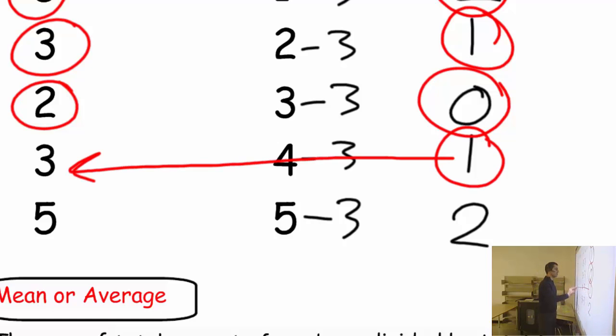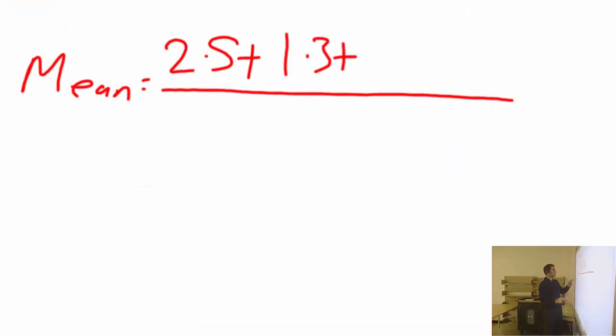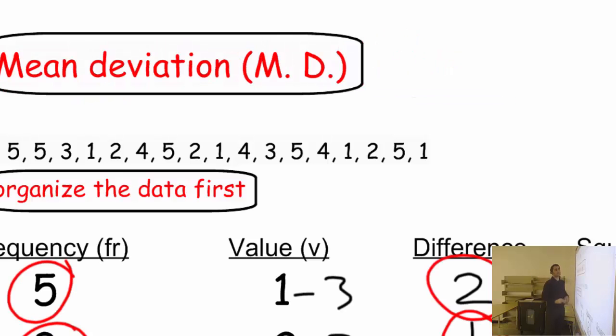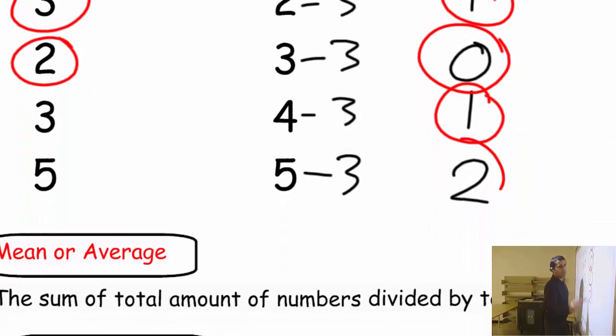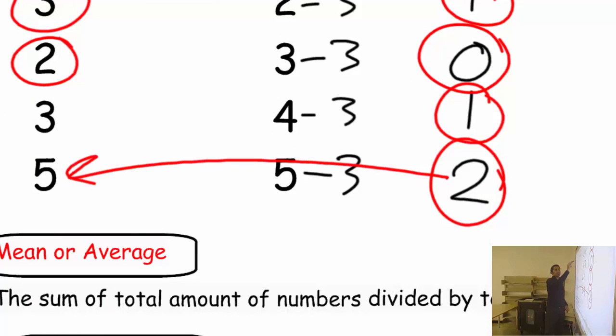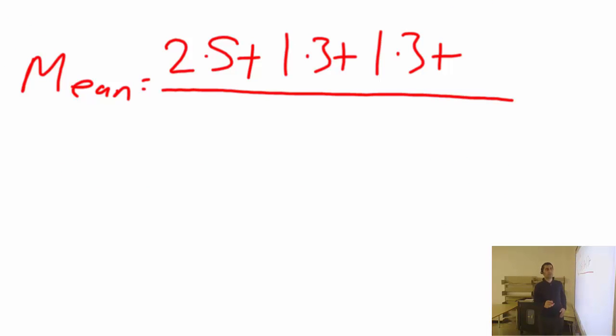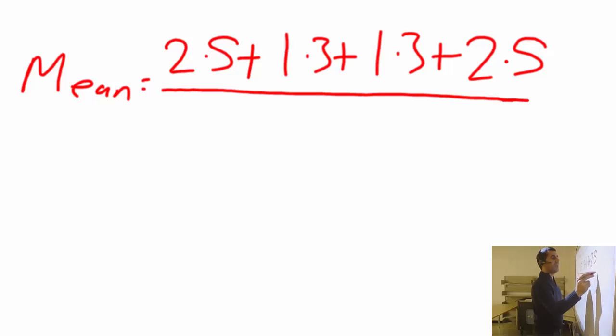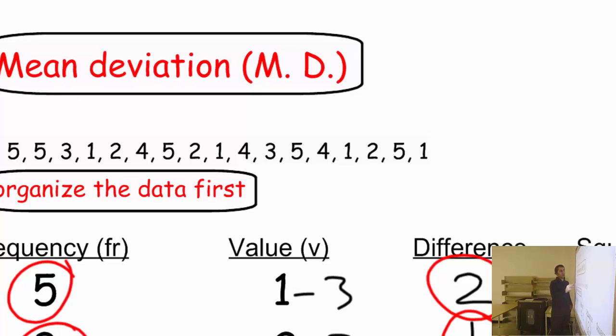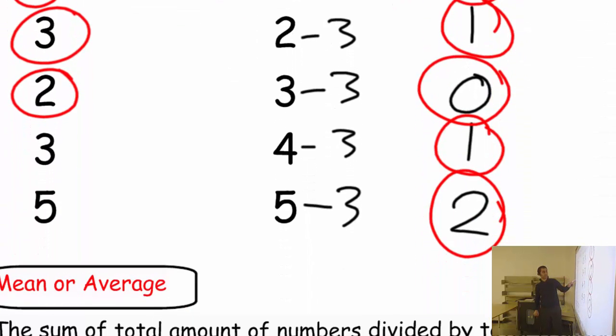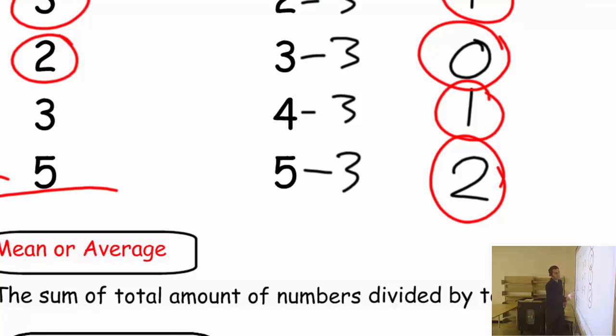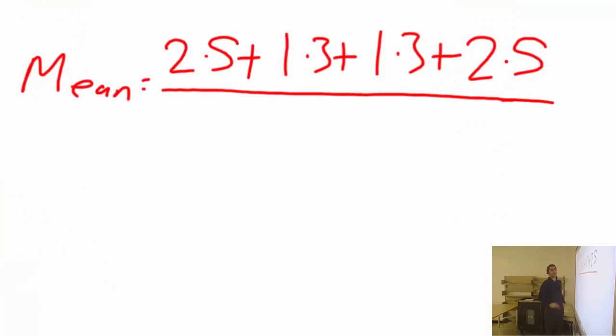One, we have 3 of them. 1 times 3 plus, and the last 2, we have 5 of them. So let's multiply 2 with 5. And I'm going to divide this by the total number of data, which is this: 1, 2, 3, 4, 5, 6, 7, 8, 9, 10, 11, 12, 13, 14, 15, 16, 17, 18. You can calculate that way, or simply add the frequencies. That will be 18 as well. So let's divide the total by 18.